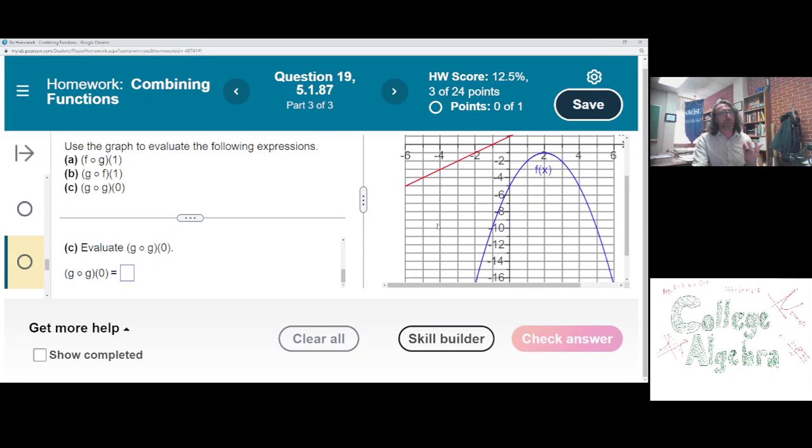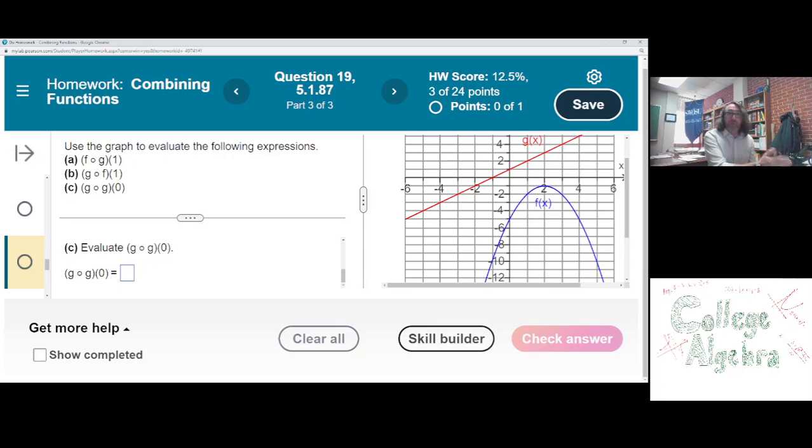The thing I wanted to show you in this example is how to use function composition when you are given a graph. So you can do this if you have the formulas for the functions, and we saw that in our previous video. You can also do function composition if you know the graph, because the graph tells you inputs and outputs just as well as the formula does.